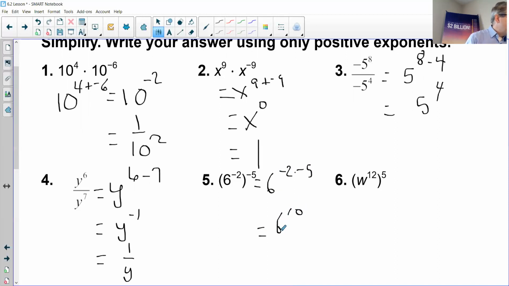Last one is power to a power property. W to the 12th, all of that's raised to the 5th. That's the power to the power property. W to the 12 times 5. And that's equal to W to the 60th. 6 good examples. Next, we're going to talk about the power of a product property and the power of a quotient property.